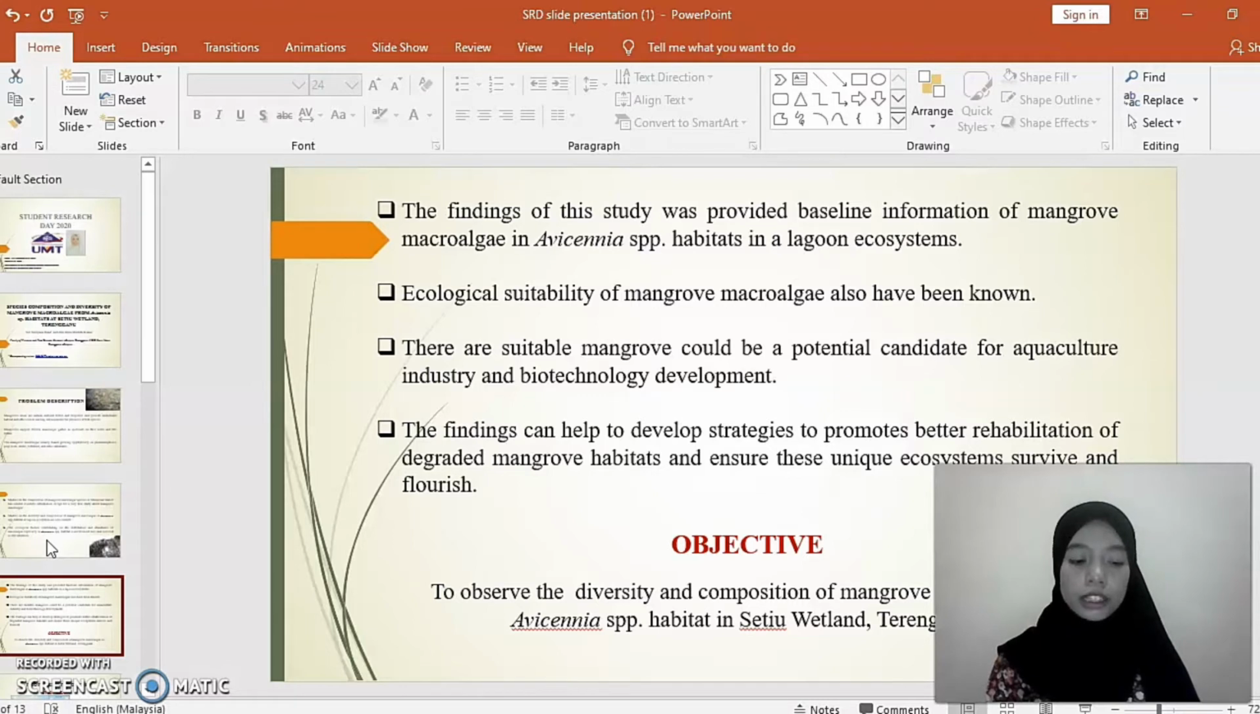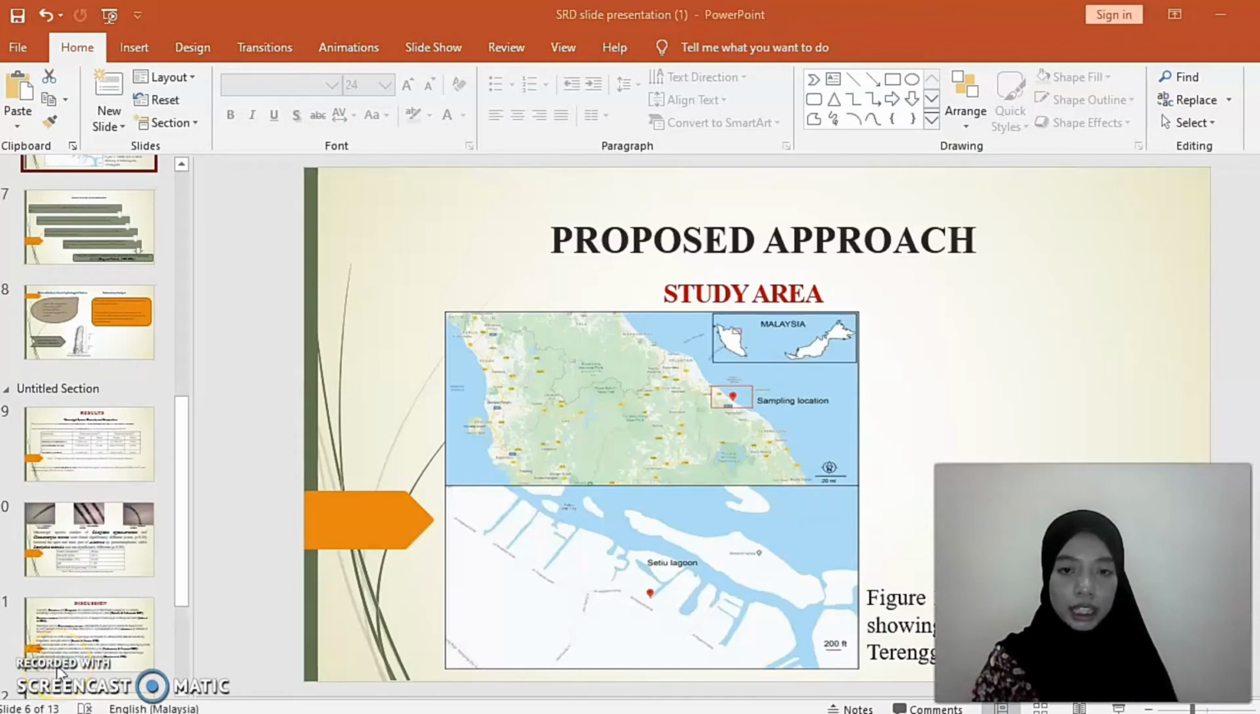Objective: to observe the diversity and composition of mangrove macroalgae in Avicennia habitat in Setiu Wetland Terengganu. Research approach. Study area. This is the location of my study area in Setiu Lagoon, Terengganu.